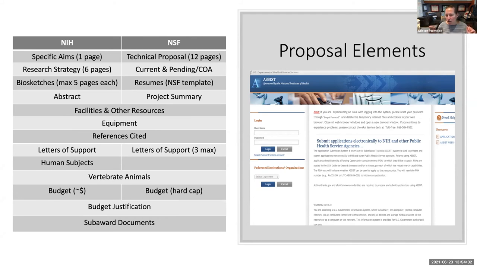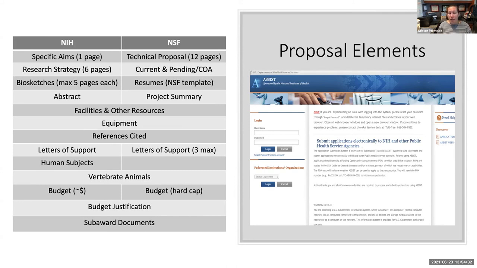NSF is heavy on commercialization. The first half of your proposal is commercialization, even in phase one. In NIH, we might include a paragraph on commercialization, maybe a paragraph, at least like 3 or 5 sentences, and that's it. They both require bio sketches. They both require some form of an abstract or summary. They both require some form of facilities and other equipment. They both require references cited, which are very important.